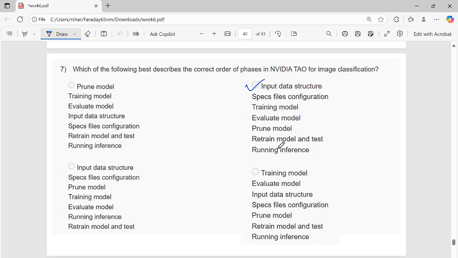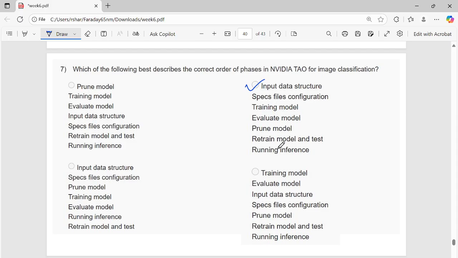Next is retraining the model and testing it. So, fine-tuning the pruned model to recover any lost accuracy, then evaluating it again. And pruning can sometimes modify the accuracy, so retraining helps the model regain the performance. Then running the inference. So this is using the final trained and optimized model to make predictions on new, unseen data. So why is it done? The inference is the deployment phase, where the model is actually used in the real application.